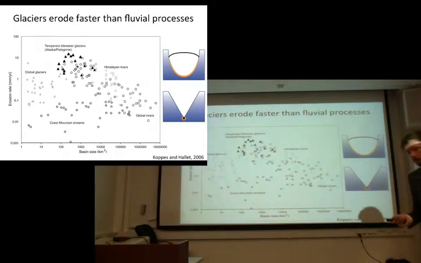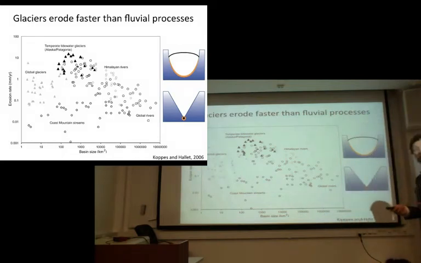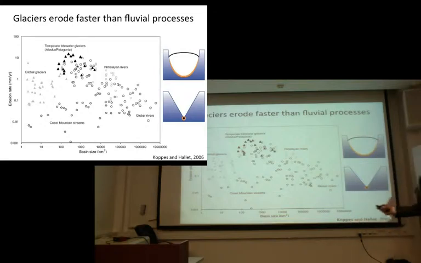Another important thing is that glaciers are way more efficient than fluvial processes at eroding rocks, for one important reason. If you look at the cross-section of a glacier and the cross-section of a river, the glacier will erode all along its bed at the interface between the ice and the rock, whereas rivers will only erode at their lowermost point.